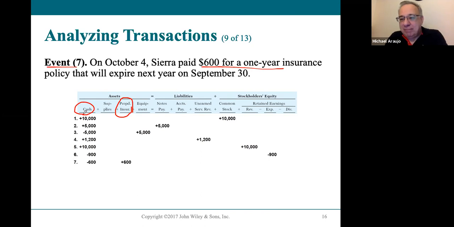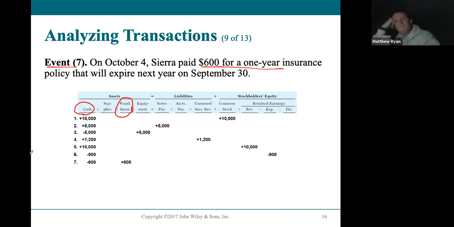Exactly. Nice job. Really, really good. Debiting the prepaid insurance means we have more prepaid insurance. Crediting the cash account is how we shrink the cash account. We have less cash. Perfect. Nice job.